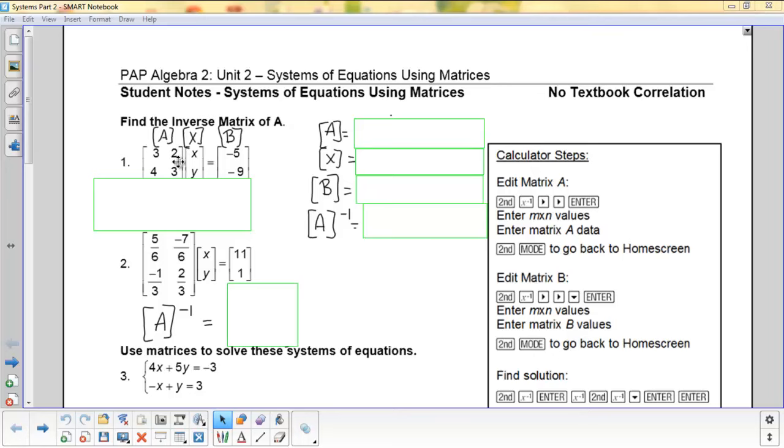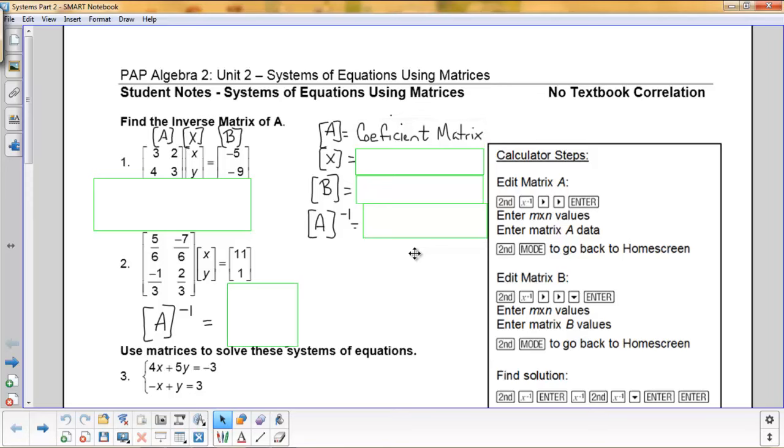Notice I've labeled this as matrix A, this as matrix X, and this as matrix B. I've put the brackets around them because this is the consistency that you're going to see inside the calculator, and I'd like you to be able to relate all of these things to what the calculator operations are going to eventually do. You'll notice over here that I've automatically placed in the calculator steps, so you're able to look through those as well. Alright, so A is known as the coefficient matrix.